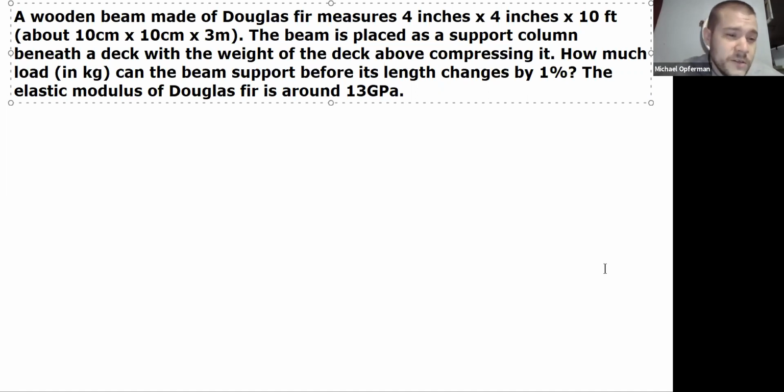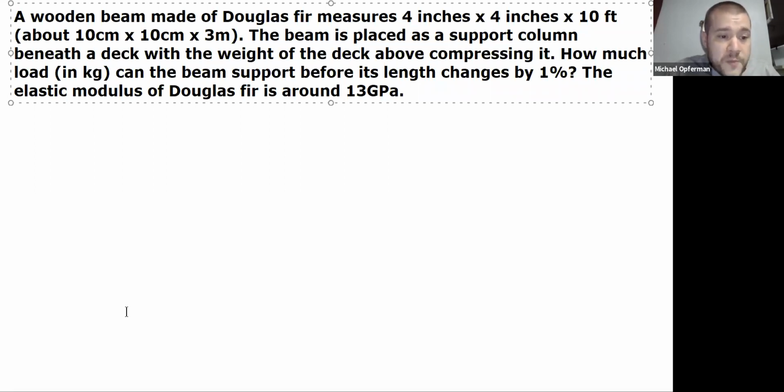Because for most materials, if the length changes by more than about 1%, you start to get into problems and have issues. But anyways, let's calculate how many kilograms of deck this beam can actually support if a 1% change in length is okay.